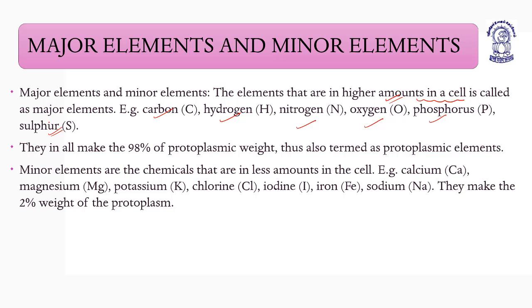Together, all these major elements make up 98% of the composition of protoplasmic weight. Thus, they are known as protoplasmic elements.